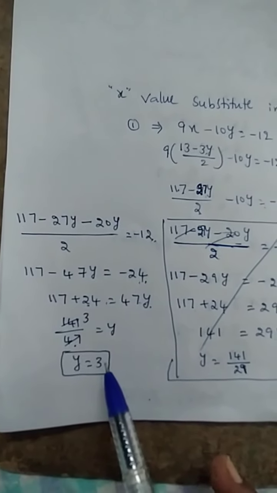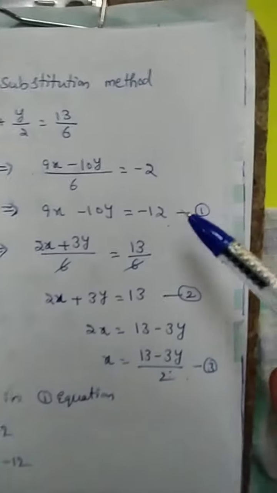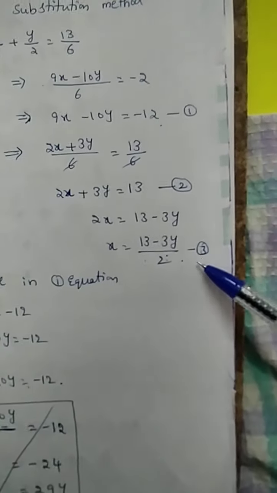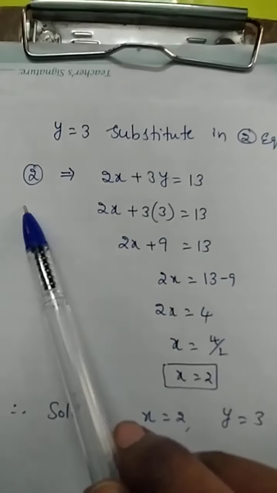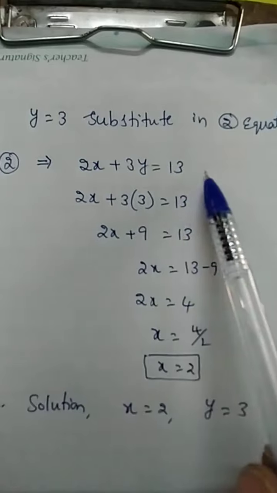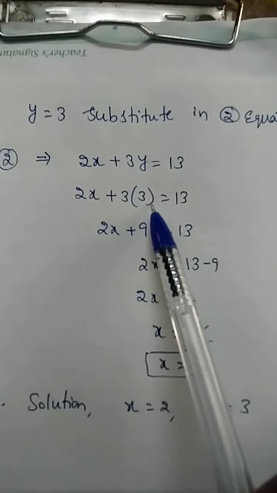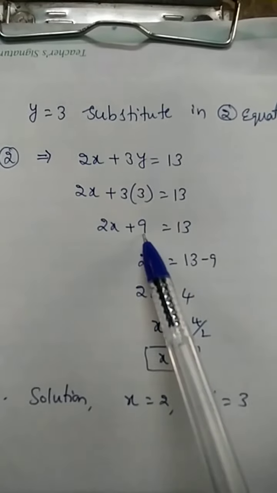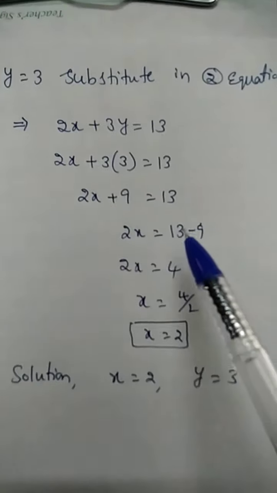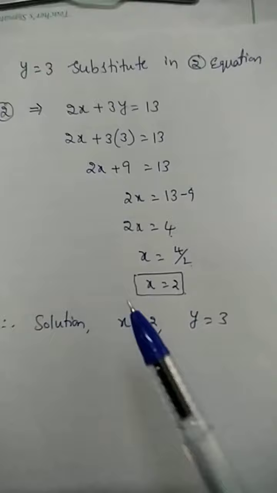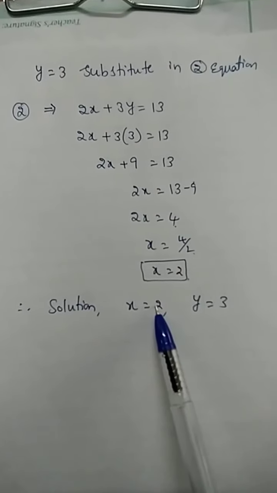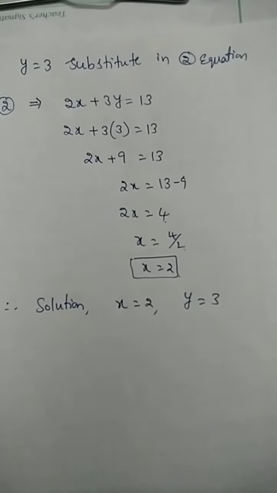This y is equal to 3 can be substituted in the first equation, second equation, or third equation. Now y is equal to 3 is substituted in the second equation. What is the second equation here? 2x plus 3y is equal to 13. 2x plus 3 into 3 is equal to 13. 3 3s are 9; 9 is transposed to that side, minus 9. The result is 4. x is equal to 4 by 2, so x is equal to 2. Therefore, the solution is x is equal to 2 and y is equal to 3.